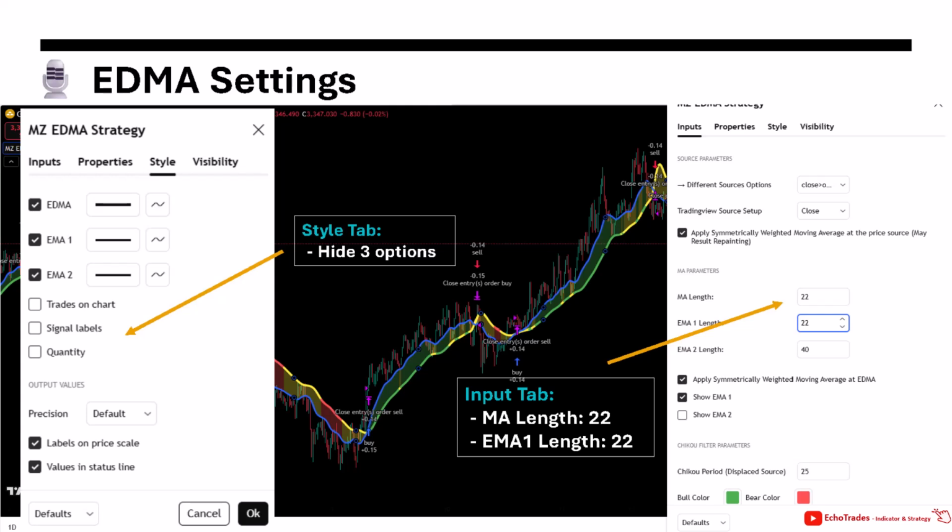And one more thing in the settings, go to the Style tab. You'll see a few options you don't really need for this strategy. Just hide three of them. It doesn't matter exactly which, just the ones that clutter the view. Makes the chart cleaner. Okay, clean chart. Settings tweaked. What am I looking for now?